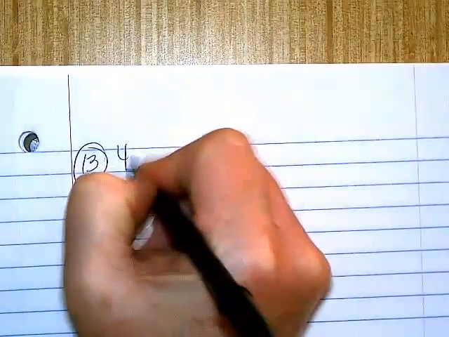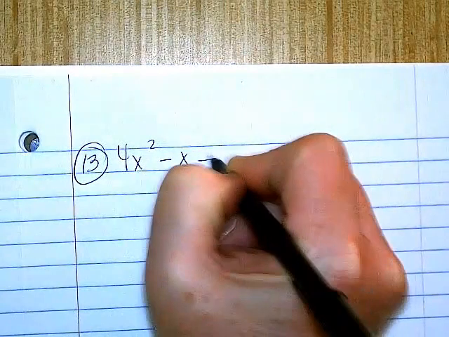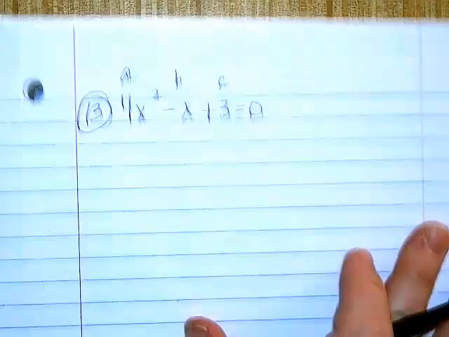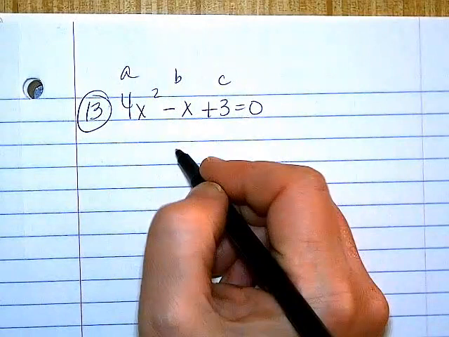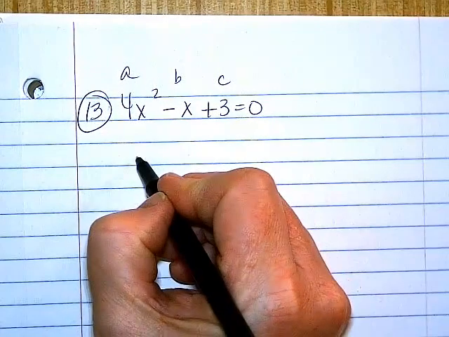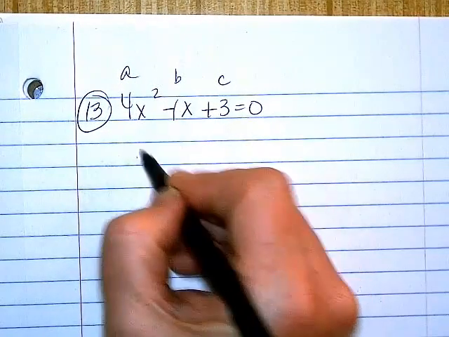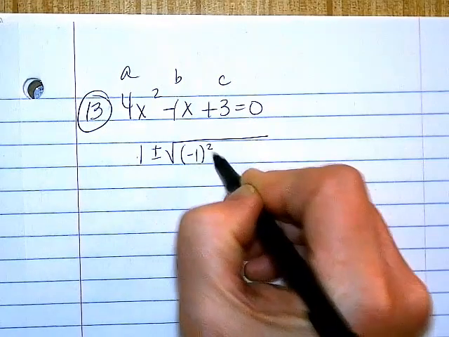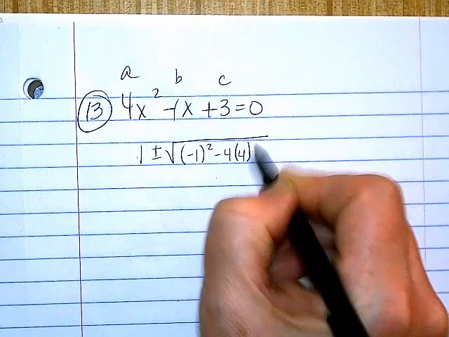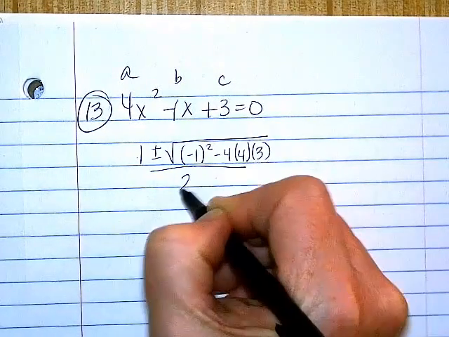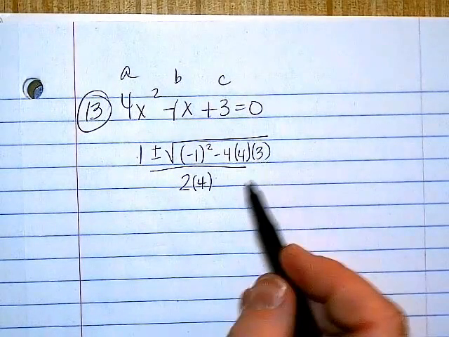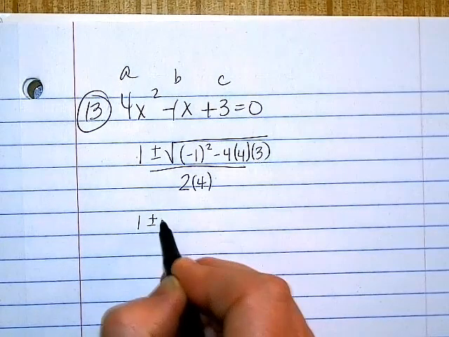13 says 4x squared minus x plus 3 is 0. A, B, and C. So what do we do here for the quadratic formula? Negative negative 1 plus or minus the square root of negative 1 squared minus 4 times a times c all over 2a. What do you get under the radical? Negative 47.